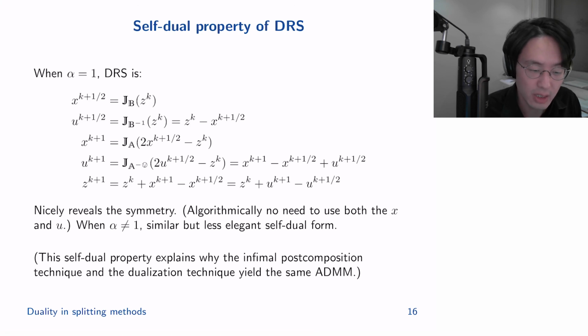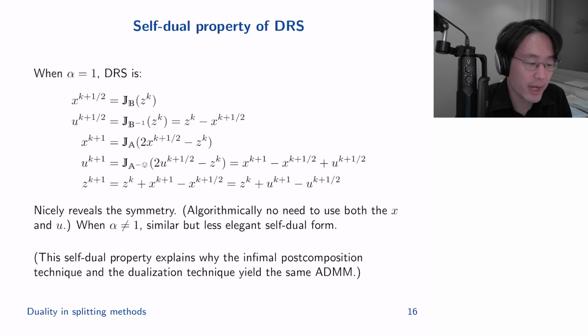So we can compute zk plus 1 as zk plus uk plus 1 minus uk plus 1/2. And this form of DRS really nicely reveals the symmetry. It really nicely reveals the self-dual property. Of course, algorithmically, there is no need to use both the x and u variables. The DRS algorithm, which was originally expressed in 3 lines, is now expressed in 5 lines, so it's in a sense more complicated.